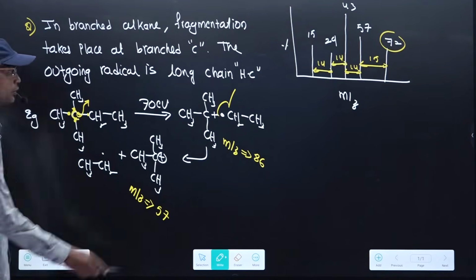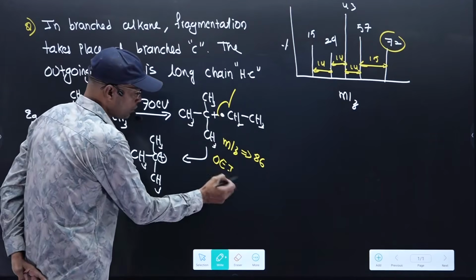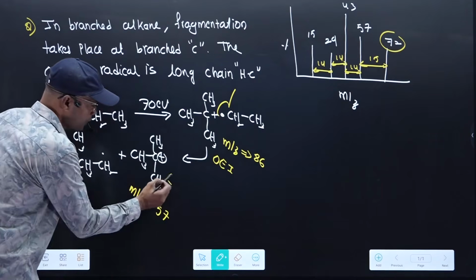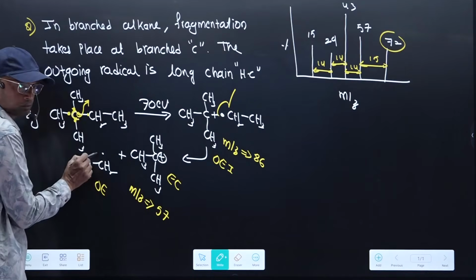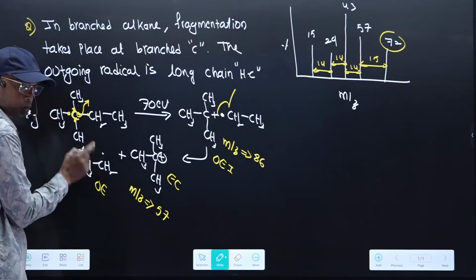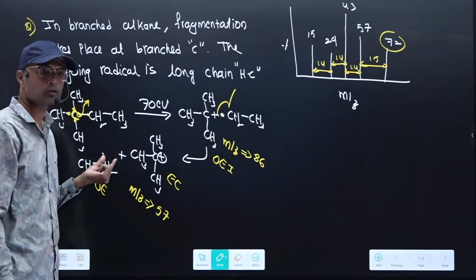So is it an odd electron ion or an even electron ion? This is an odd electron ion. Odd electron ions give even electron ions. What is this? Odd electron. Is one electron present or not? Only one electron. If 3 electrons, 1 electron is present, that is called an odd electron species.